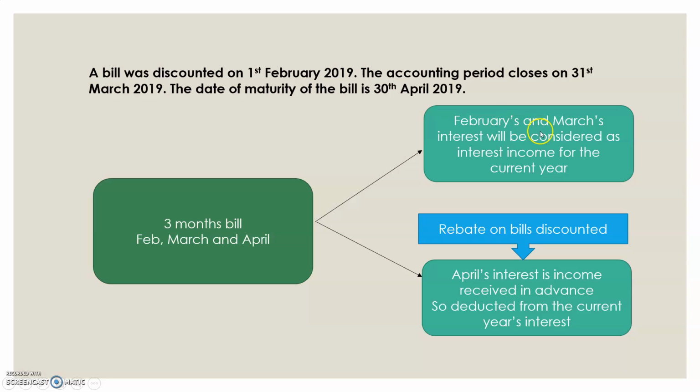Now February and March don't have any problem, as they fall in the current accounting period and will be considered as interest income for the current year, and the interest income pertaining to April will be taken as what? Rebate on bills discounted, and it will be deducted from the current year's interest. So that is how you do with the rebate on bills discounted, and it will be shown under other liabilities in the balance sheet also. It will have twin effects. One is that it will be deducted from interest income, and the other is that it will be shown as other liabilities in the balance sheet.